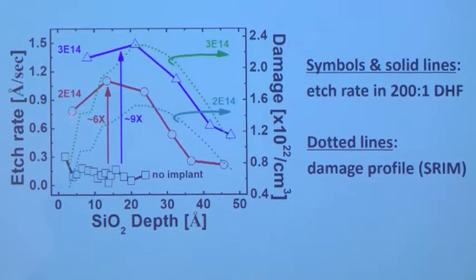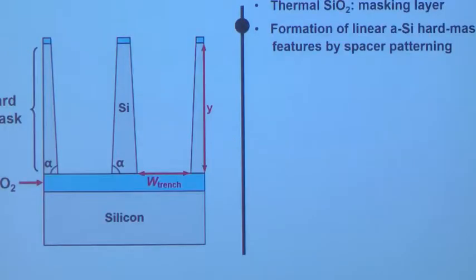And we look at the etch rate as a function of the depth and correlated that with the simulated implant damage profile, and it correlates pretty well. So this confirms that the mechanism here is just breaking bonds with the argon implant to make the oxide easier to etch away. So how do we apply this to double patterning?